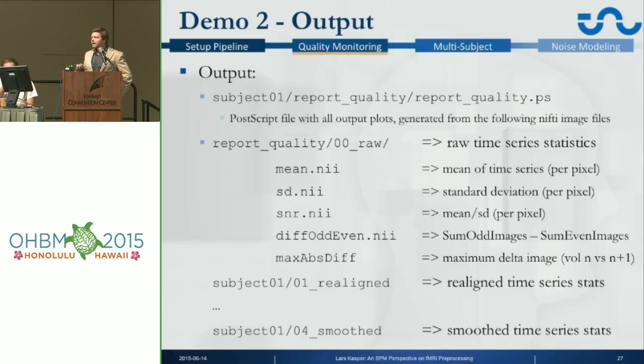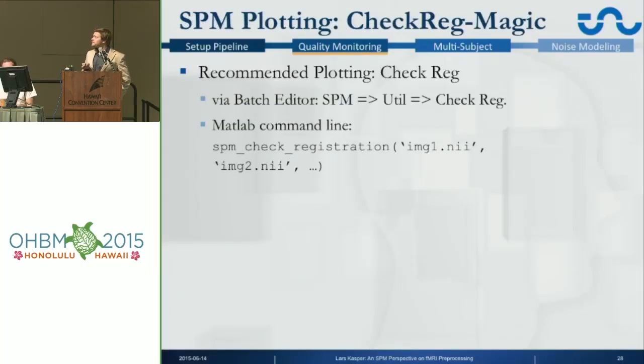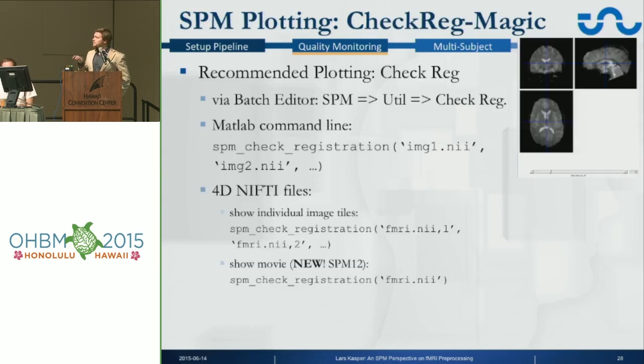And I would also emphasize that it's a good idea to look at all these statistical images. The powerful tool for that is this check-reg, this SPM check registration tool, which you can call from the batch editor or from the command line. And there are some new features now in SPM 12, so you can also do this movie plot in SPM 12.